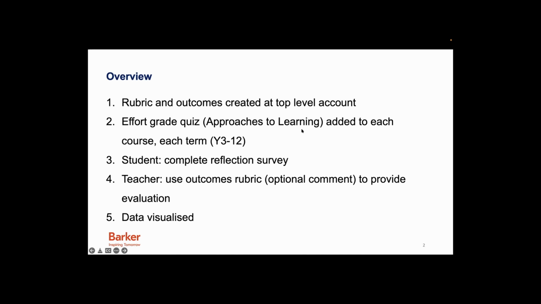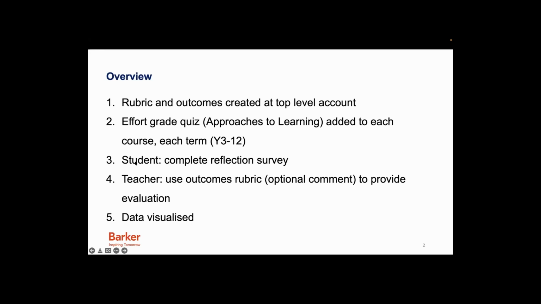In the junior school, we call these Learner Agency. In the secondary school, we call it Approaches to Learning, but they're essentially both just talking about our effort grades, the way that we measure how students are approaching their work, if they're putting the required effort in. Then we add that quiz to each course, and we run this all the way from year 3 to 12. We do have prep students doing something similar, but they're doing this in Seesaw and not in Canvas, because that's the system they're using. But basically all students from year 3 to 12 are running this process right now.